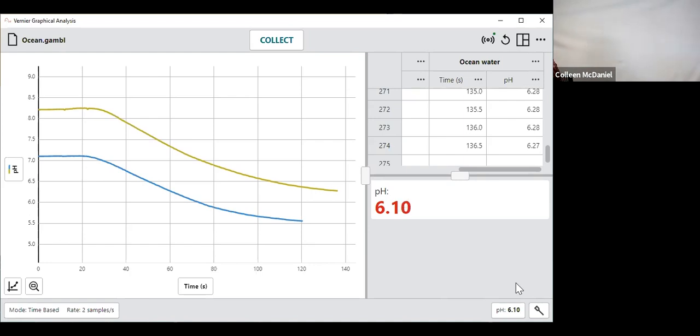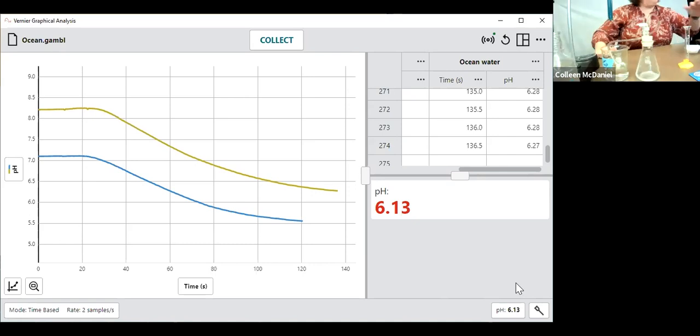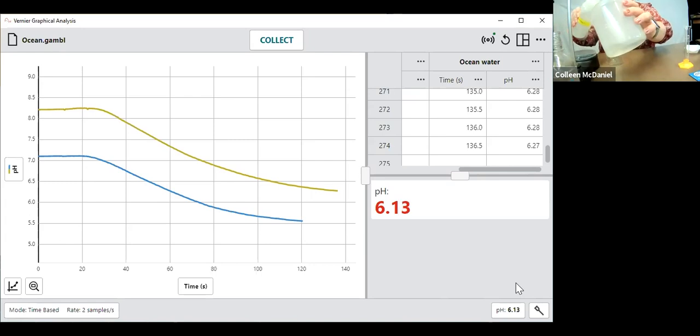So I'm going to go ahead and change out my water sample. So I'm still going to do ocean water. I'm just going to get a new sample. And this one, I don't have to worry as much about making sure I have a dry beaker because I'm not using the Alka-Seltzer tablets anymore.